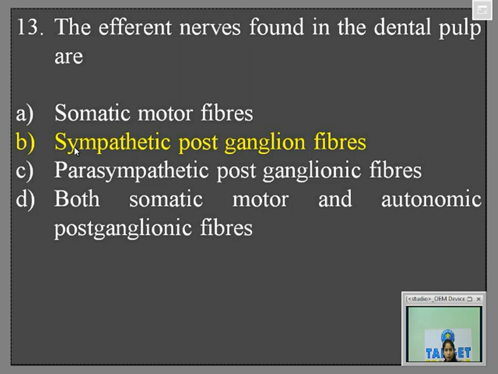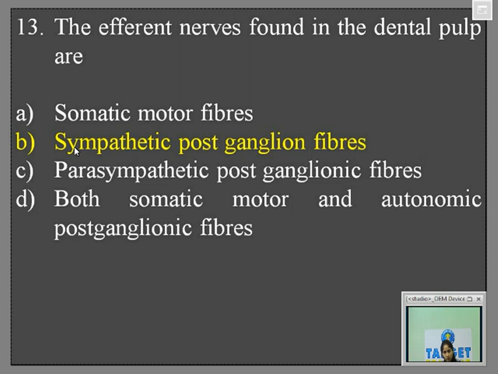Yes. So the diameter is approximately in the range of 2 to 5 microns and its conduction is 6 to 30 meters per second. So the diameter is 2 to 5 microns and its conduction is 6 to 30 meters per second. So that is all about your A delta fiber.